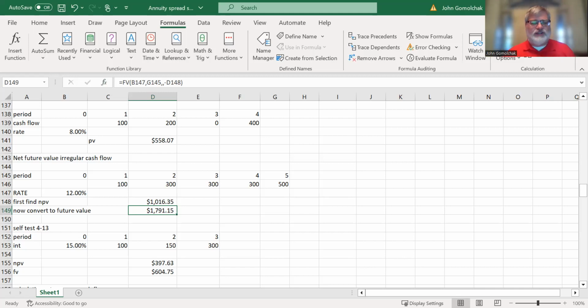So this is, unfortunately, I guess, the financial calculator could do this in 1 step, but we here on Excel needed to do it in 2 steps. First, we had to find the net present value, and then we had to calculate the future value.